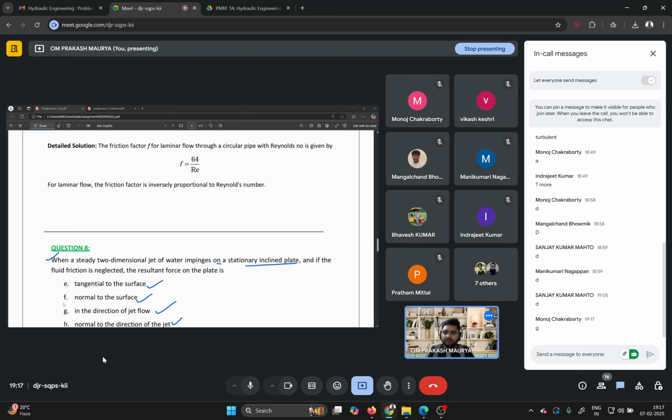Okay. So Manoj is telling option D will be correct. Okay, someone is telling B, normal to the surface, and Manoj is telling in the direction of jet flow. Okay, let us discuss.